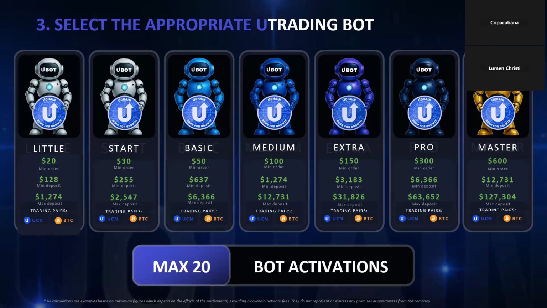Now, what is the exchange that we are going to link this bot to? There are several exchanges. For now, we have three. You either link it to MEXC, or you link it to BingX. If you have a BingX exchange account or a MEXC exchange account, you can link to it.